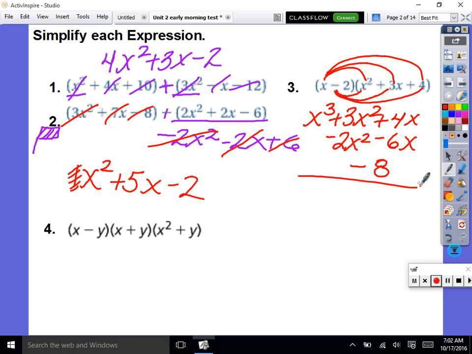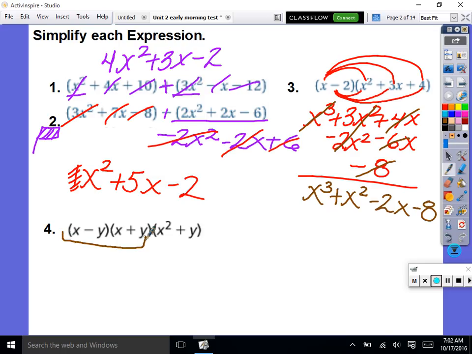And then you'll add straight down, combine like terms. X cubed, no other x cubes. 3x squared minus 2x squared is 1x squared. So positive 1x squared. 4x minus 6x is negative 2x minus 8. That one's pretty easy. Okay, if you saw something like this, it's multiplying 3 things. Remember the rule. Whenever you're multiplying 3 things, multiply 2 of them together, combine like terms, and then multiply in the third one. You'll mess up otherwise.